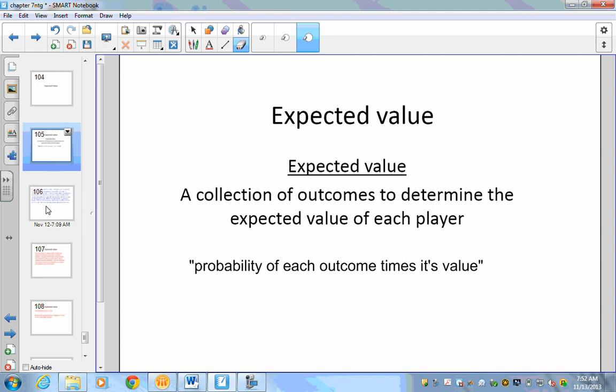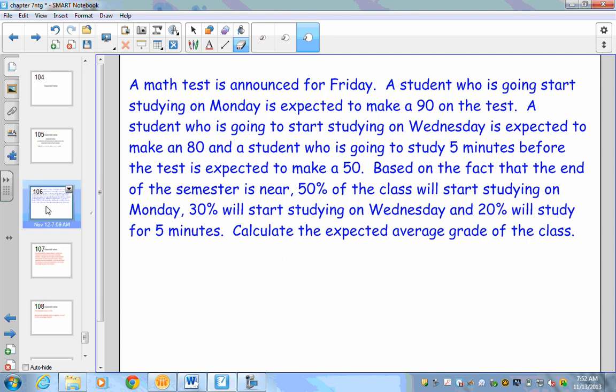So let's go ahead and do that. A math test is announced for Friday. A student who's going to start studying on Monday is expected to make a 90 on the test. A student who's going to start studying on Wednesday is expected to make an 80, and a student who's going to start studying 5 minutes before the test is expected to make a 50.